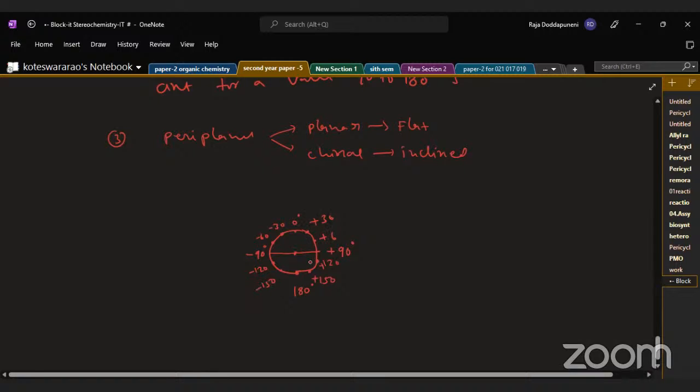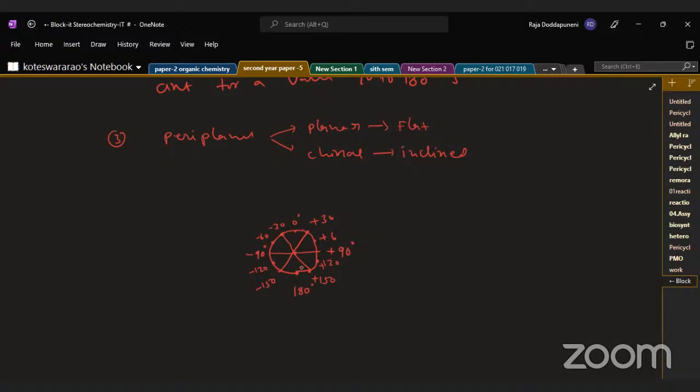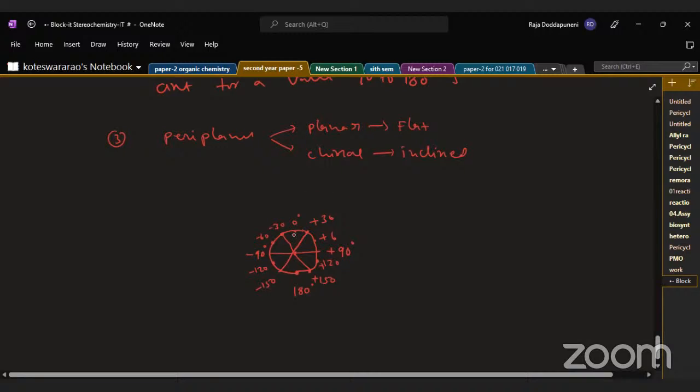Now you join it. That 30 degrees is matched with the 150. Next, minus 150 is matched to plus 150. That is exactly anti to each other. Now, here we get 6 parts in the circle: 1, 2, 3, 4, 5, 6.